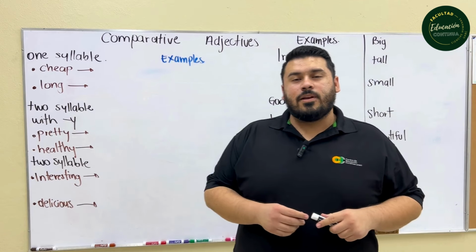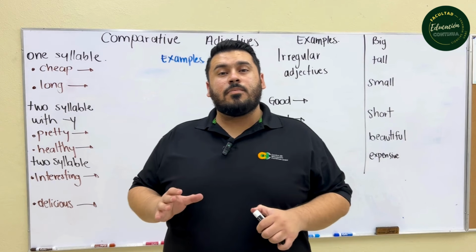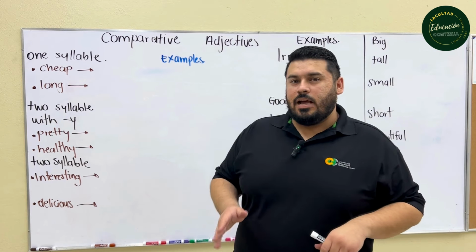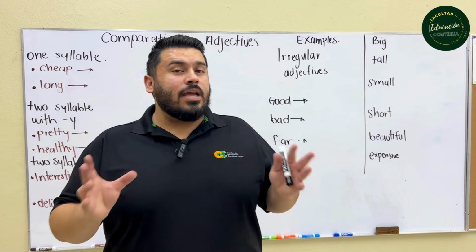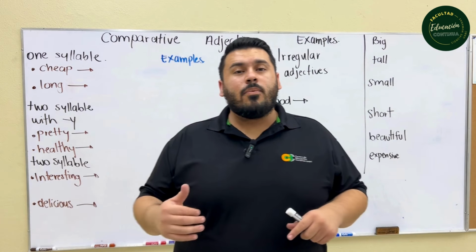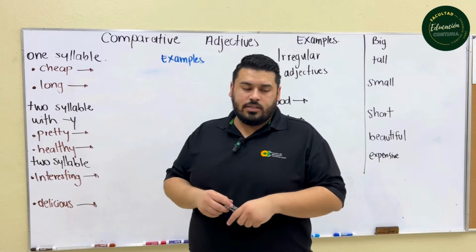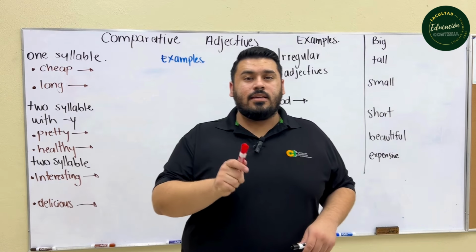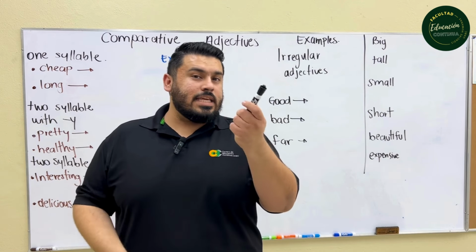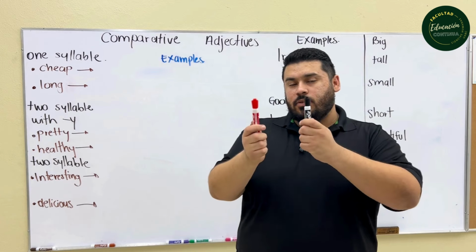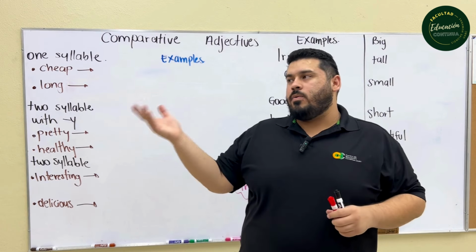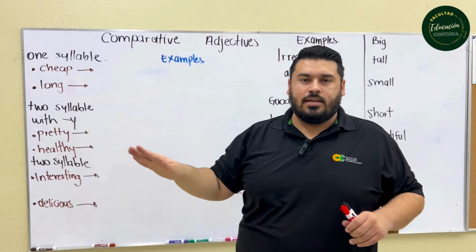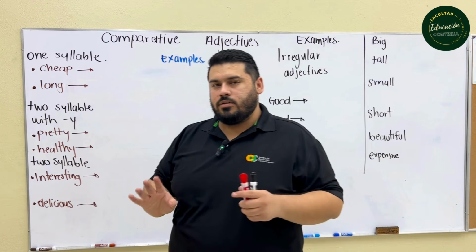Hello guys, today we're going to continue with another topic. The topic is about comparative adjectives, okay? So what is a comparative adjective? A comparative adjective is a phrase or a word or a topic that we use to compare two things. For example, I can say, this marker is more beautiful than this marker. I'm comparing two things, okay? Or Luis is taller than Mike or Pancho, or whatever you want, okay?